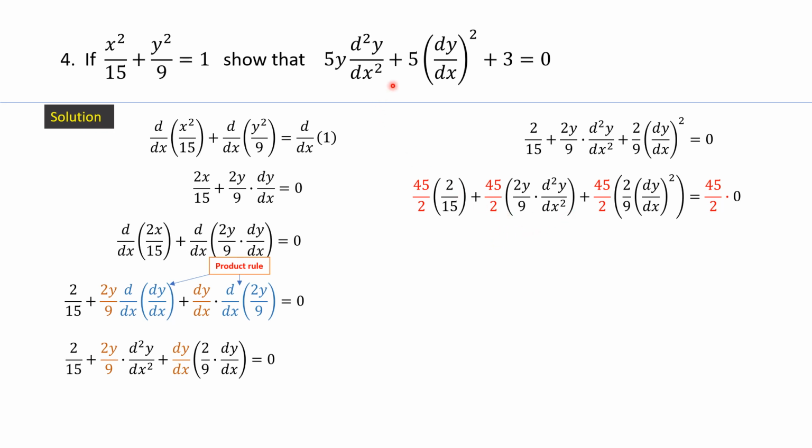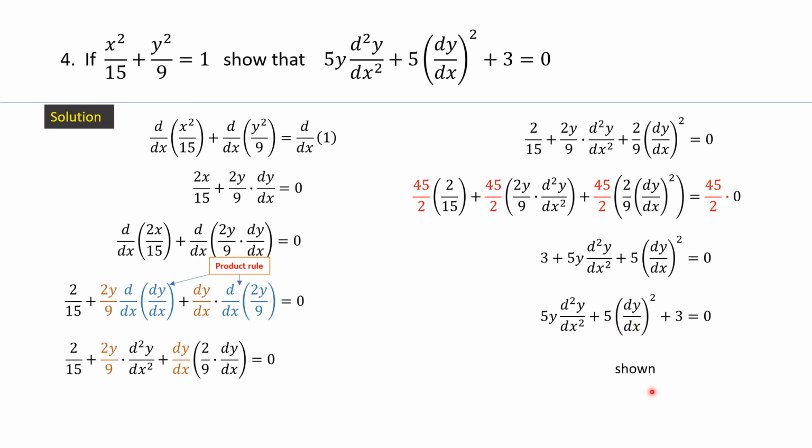To prove that, we multiply every term by 45 over 2, on both the left-hand side and the right-hand side. After we simplify, we get 3 plus 5y times the second derivative plus 5 times the first derivative squared equals 0. So we arrange it as 5y times the second derivative plus 5 times the first derivative squared plus 3 equals 0. So shown.